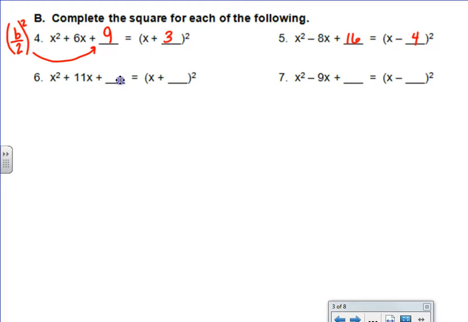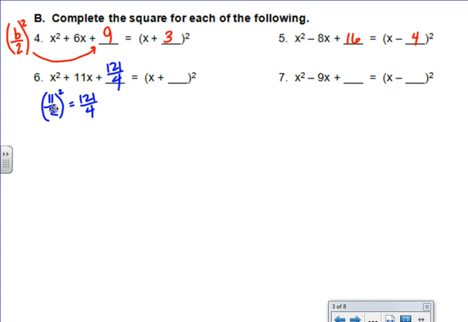This next example is a little funky. If I take the b value and cut it in half, and then I square it, I don't want to bother with decimals here, especially in College Algebra, because decimals are going to be terrible for us later on. So squaring 11 halves, I get 121 over 4, and that's what I put inside of this blank. Now, I hope you've noticed that the thing that goes in this next blank is just half of my b term, because I'm going to square it, and that's how I'm going to end up with the third term.